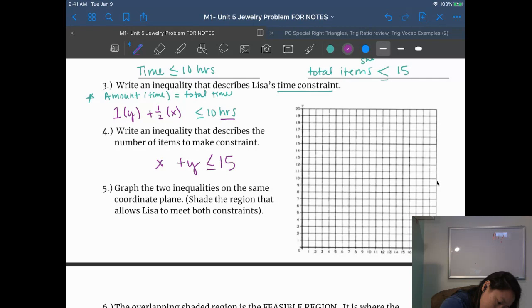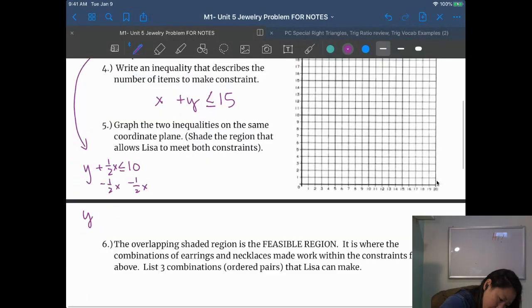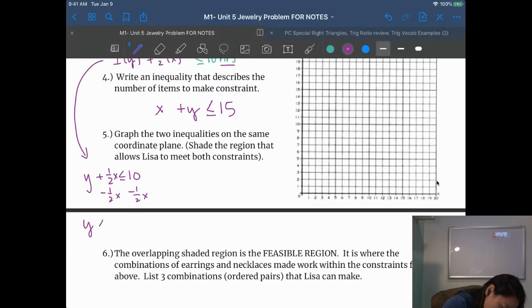I'm going to start with number 3. So y plus 1/2 x is less than or equal to 10. I like to graph using my slope-intercept form, so I'm going to subtract 1/2 x to the other side. So y has to be less than or equal to negative 1/2 x plus 10. I'm going to graph that in.